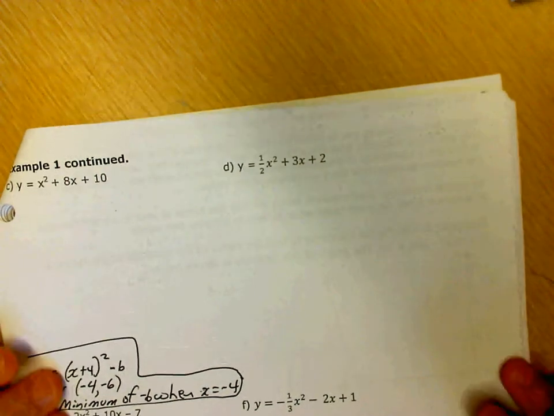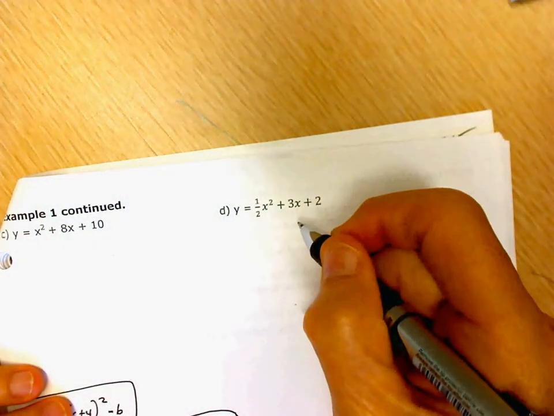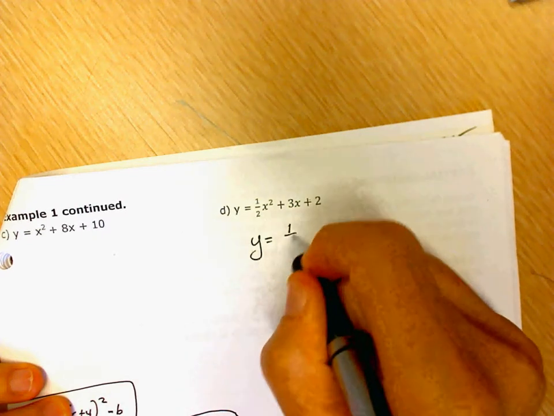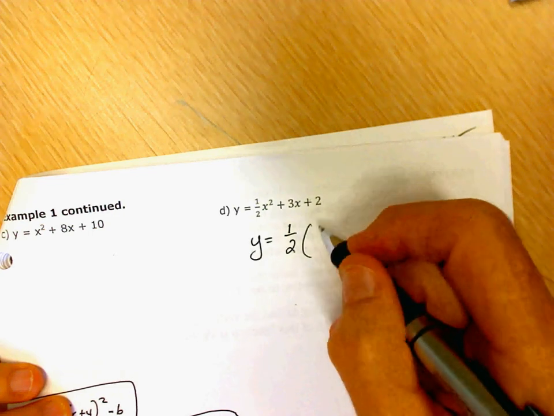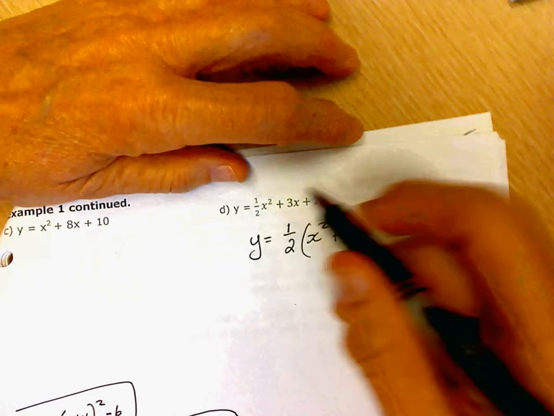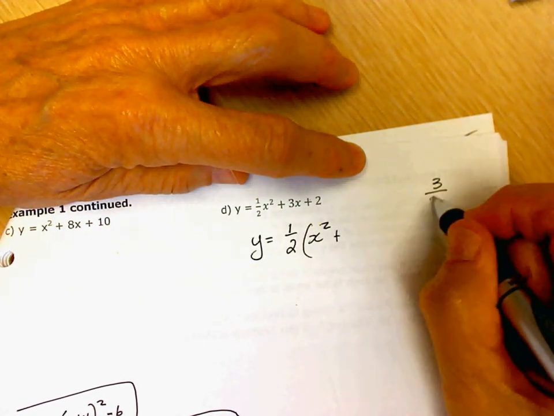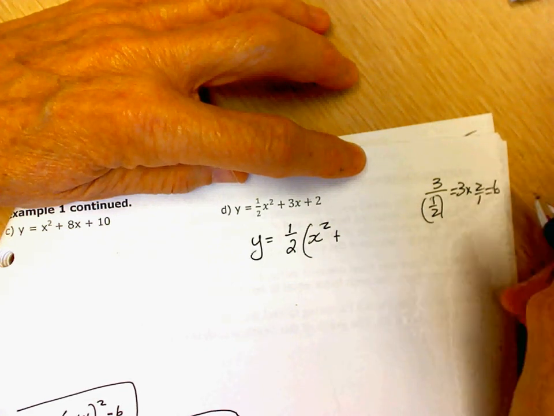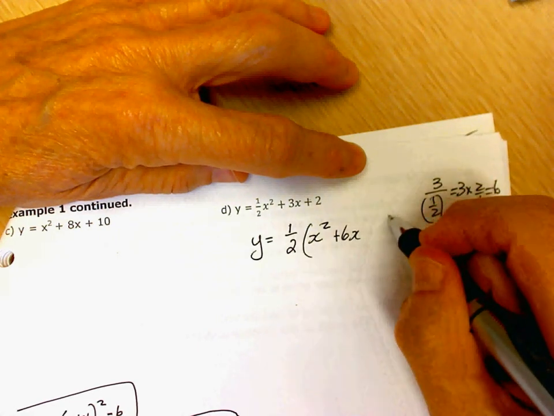Okay, let's do when a does not equal 1. Well, now we have to factor out a. Y equals 1/2 x squared. Oh, what do we have to write here? Okay, so to find out the number in front of x, we're going to divide by 1/2, so 3 over 1/2, and that equals 3 times 2 over 1 equals 6. So 6x, we'll keep that together, plus 2.